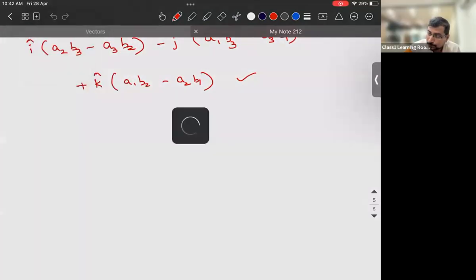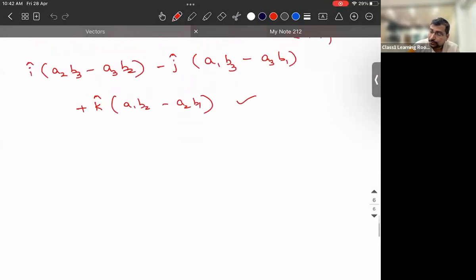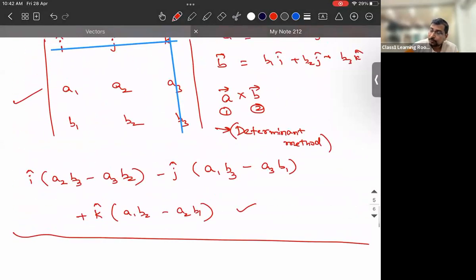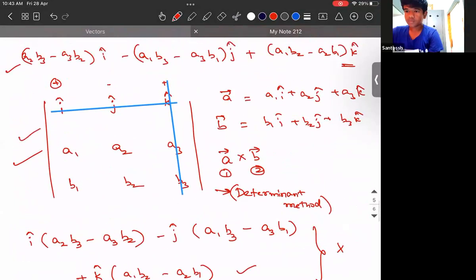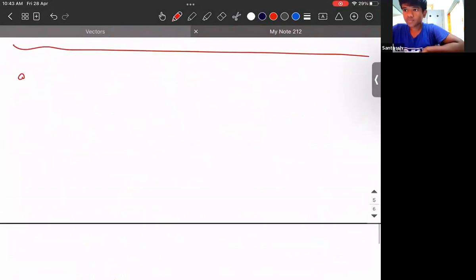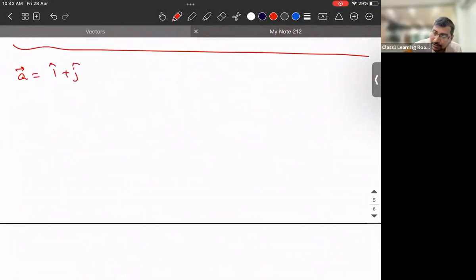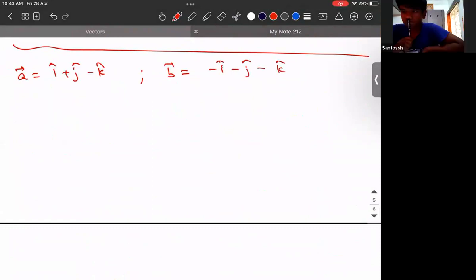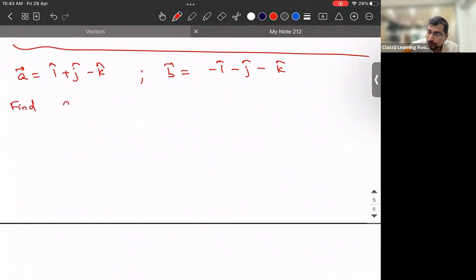Suppose there is a question given like this. So I repeat, you need not remember this also. This is not supposed to be remembered. If you remember how to write it in this format, that itself will automatically help you to solve the problem. So I'm giving you a question like this. A vector is equal to I cap plus J cap minus K cap. B vector is equal to minus I cap minus J cap minus K cap. Find A vector cross B vector and B vector cross A vector.